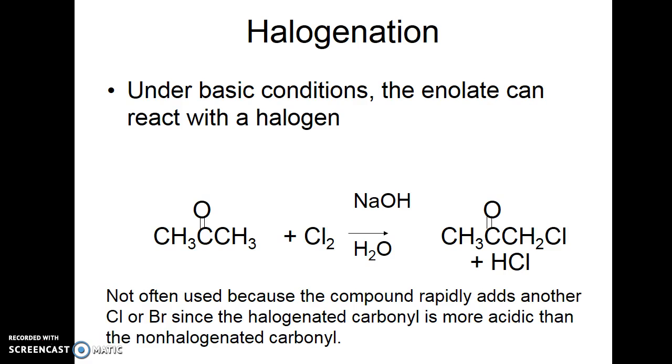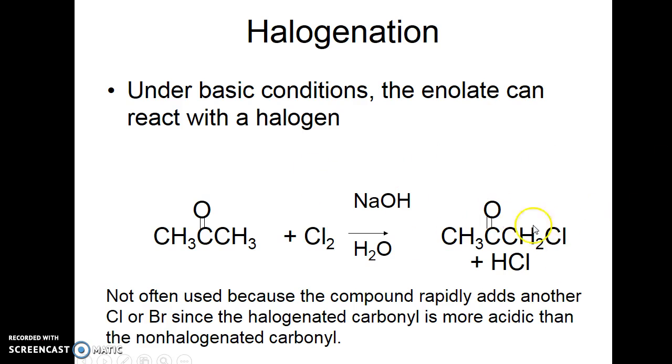Under acid conditions, only one halogen adds and it stops. But with basic conditions, you have a different intermediate form. Instead of the enol, you have the enolate. So what happens is sodium hydroxide, under equilibrium conditions, deprotonates this alpha carbon. Then the enolate does attack on the chlorine, and you get chlorination of the alpha carbon.